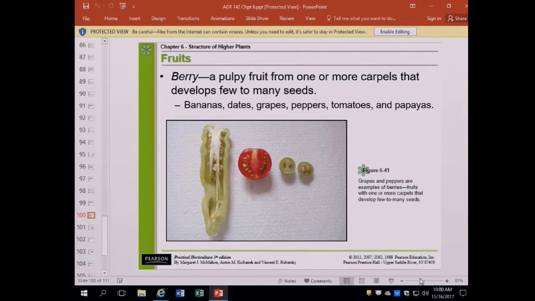So peppers and tomatoes, the berry is a pulpy fruit with one or more carpels that develops a few to many seeds. Most seeded grapes will have 2 seeds in there. The wine grapes that we grow are all seeded. They'll have 2 seeds inside. And there have been a lot of folks that touted the nutritional merits of grape seeds over the past few years.